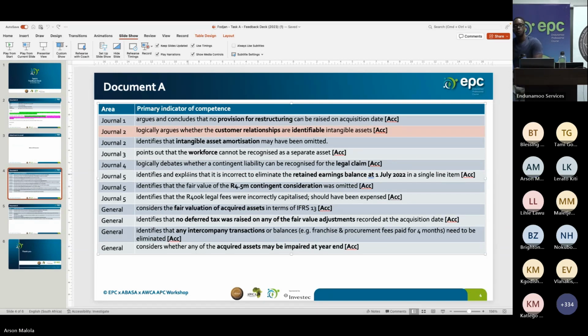Logically argues whether the customer relationships are identifiable intangible assets. Logically argues. Where does the logic come from? Your pre-release thinking, your industry background, your expectations and your assumptions that you're making from your PRI. Logically argues, I don't care about your conclusion. Okay, I care about your analysis, right? People come out like, oh my goodness, that thing was an intangible. It wasn't, and we're stressing. Don't care. I care about how you thought through the criteria, whether the relationship is an identifiable intangible asset.